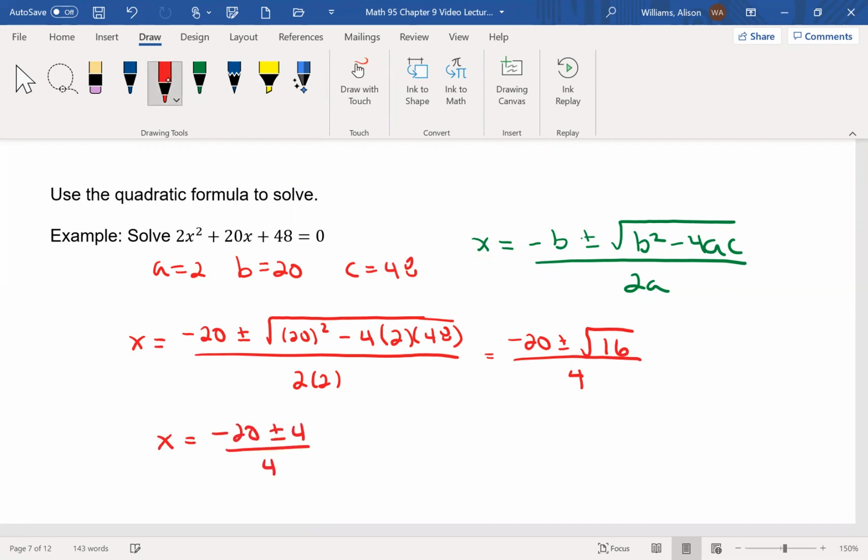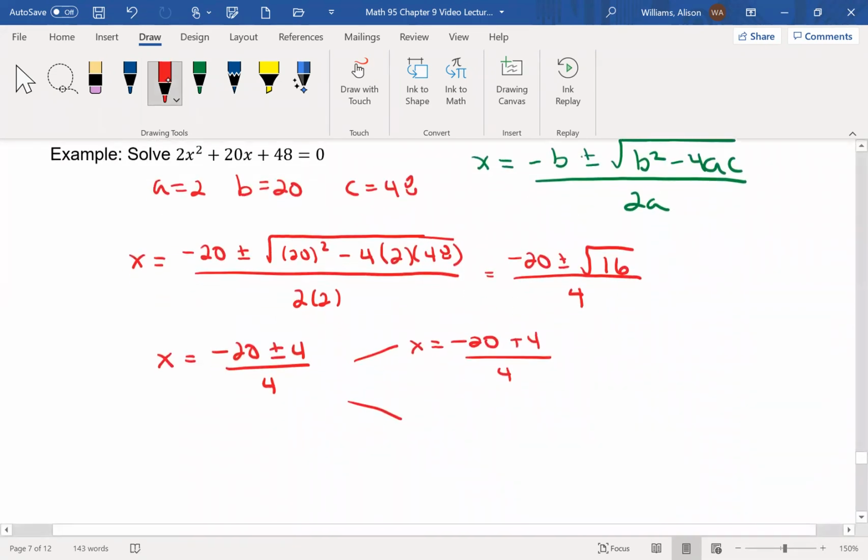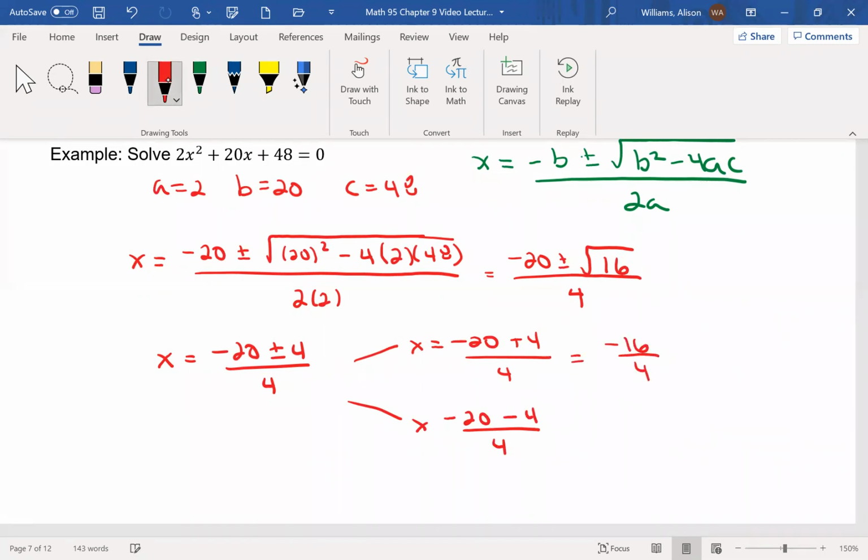And now I have two possibilities. I have the possibility where x equals negative 20 plus 4 over 4 and negative 20 minus 4 over 4. So negative 20 plus 4 is going to be negative 16 over 4, which is negative 4. And down here, negative 20 minus 4 is negative 24 over 4, which is negative 6. So there are our answers, negative 6 and negative 4. That's what x equals.